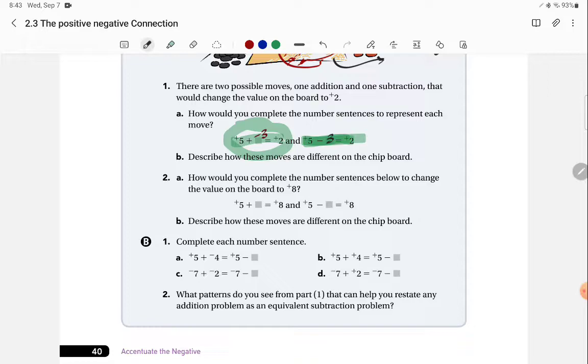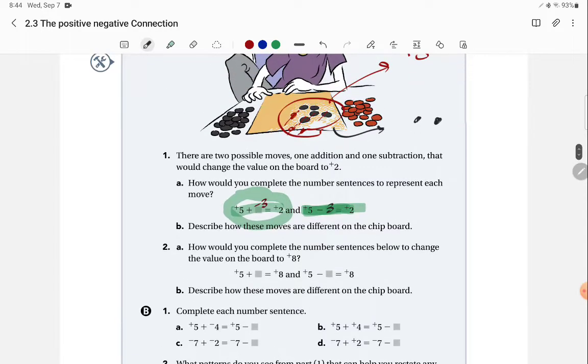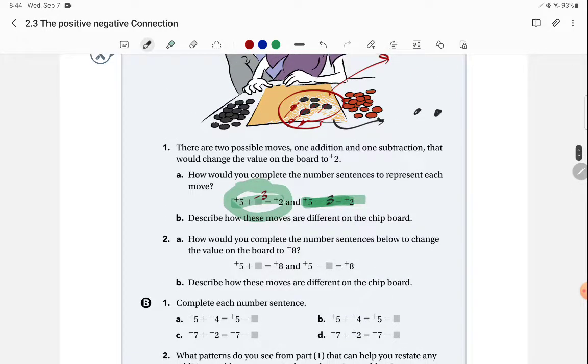So number 2 says, how would you complete the number sentence below to change the value on the board to +8? Right, so now we're going up to 8. Again, you could think of adding 3, right? Or subtracting a -3. So taking 3 negatives, and this is what this looks like. If I'm taking away 3 negatives, you see there are no negatives on there. But what I could do is add 3 positives and then take away 3 negatives. Okay, so now those are 3 negatives. I can take away those 3 negatives and I'm at 8. So that's what this one is saying here.